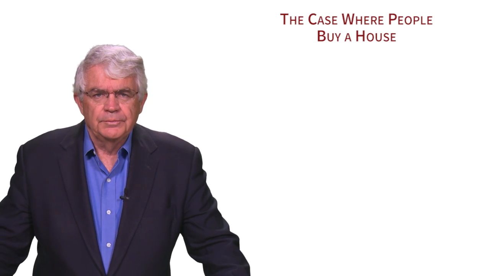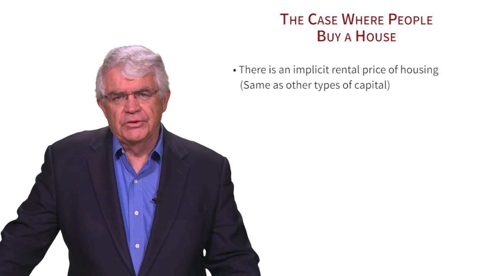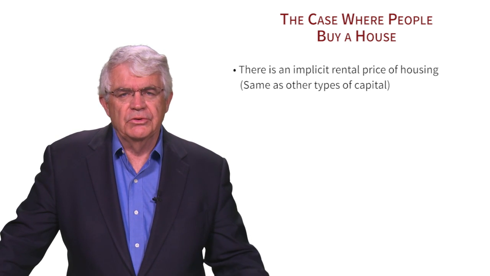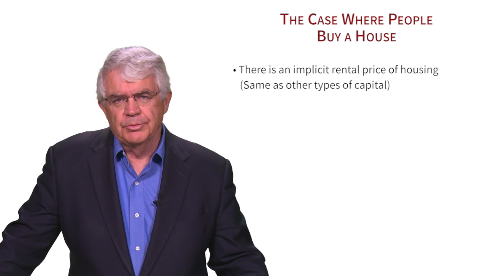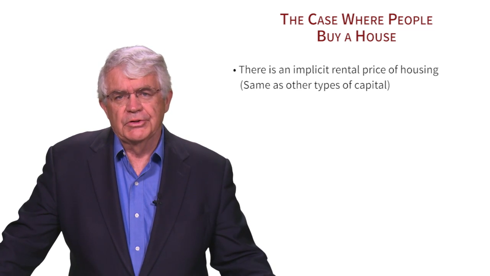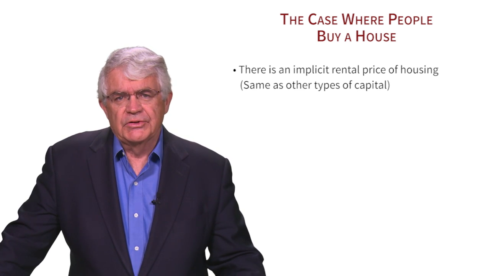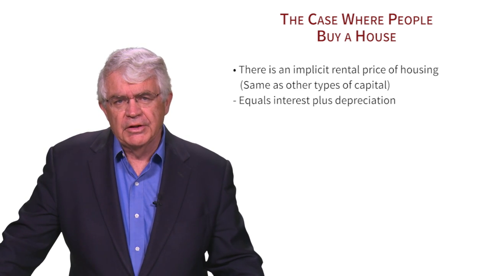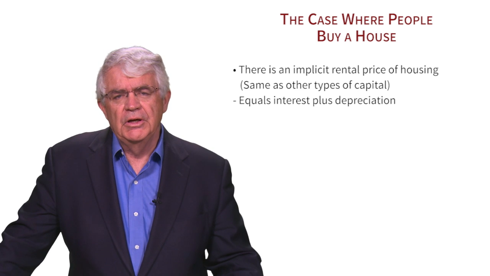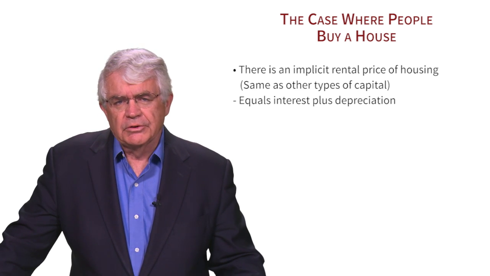And here's how this works. So in the case where people buy a house, there is an implicit rental price of housing. Just as we illustrated for food trucks or for computers, there's an implicit rental price for housing, just as there was an implicit rental price for those other types of capital. The definition is exactly the same. It's the interest plus depreciation. It's what you have to pay to own that house, to keep living in that house. You have to pay interest on a loan to buy the house. And of course, the house will depreciate over time, depending on what's happening in the markets, or depending on what's happening to the quality of the house.